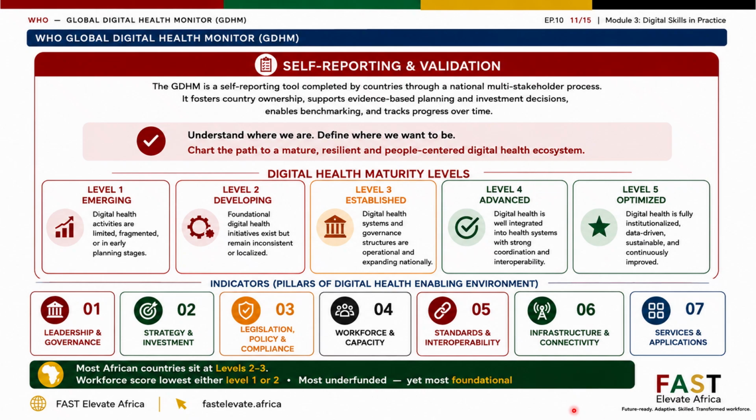Most African countries sit at level 2 to 3. Workforce mostly scores lowest, either at level 1 or level 2. It is also the most underfunded, and yet it is the most foundational.